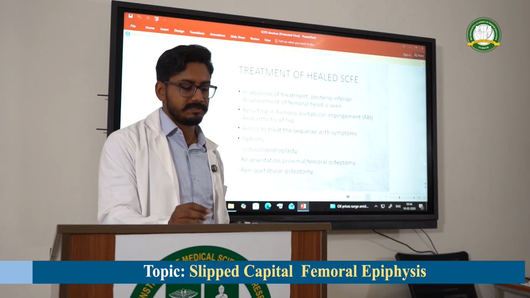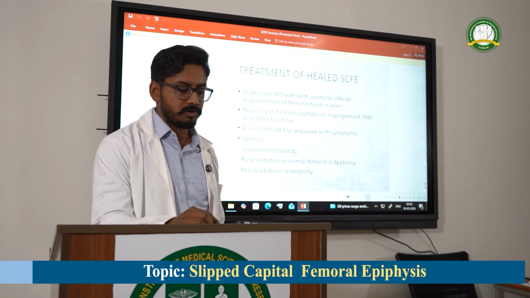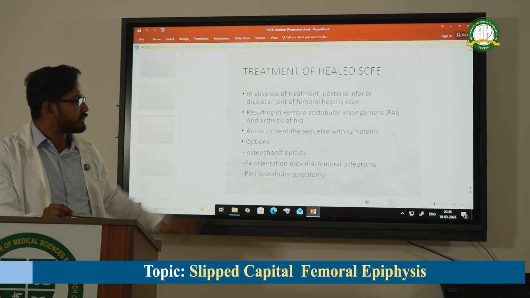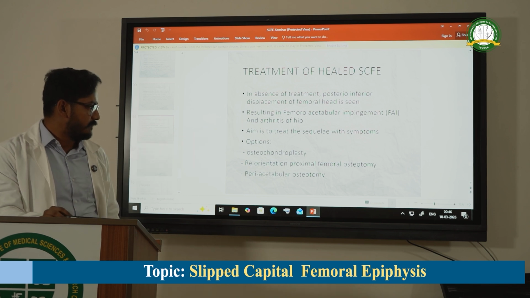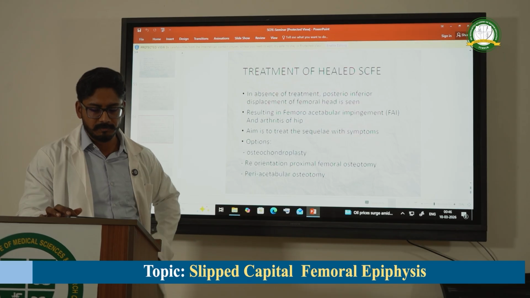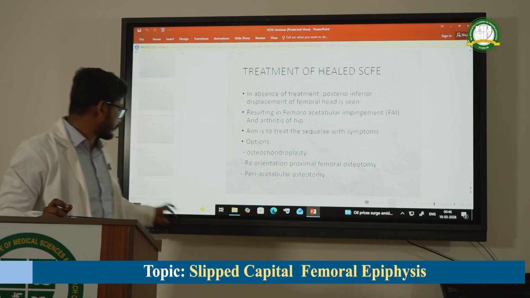Coming to treatment of healed SCFE. In absence of treatment, posterior inferior displacement of femoral head is seen, resulting in femoroacetabular impingement. It can be corrected using osteochondroplasty, reorientation, proximal femoral osteotomy, periacetabular osteotomy.